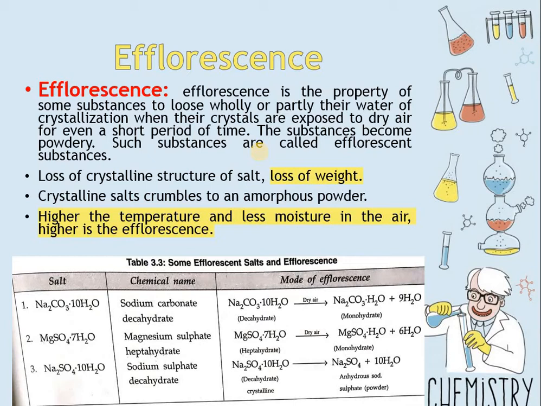Now come to efflorescence. It is a phenomenon where a compound loses its water of crystallization on exposure to dry air. This results in loss of crystalline shape and finally crumbling of crystals into a powder. The substances which show efflorescence characteristics are called efflorescent substances. Some substances lose wholly or partly their water of crystallization when the crystals are exposed to dry air even for a short period of time.